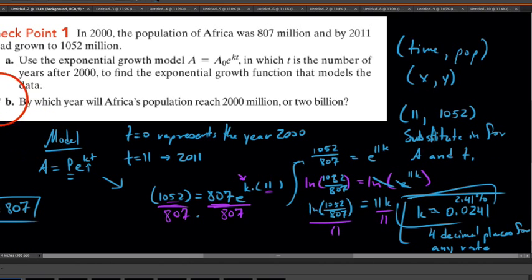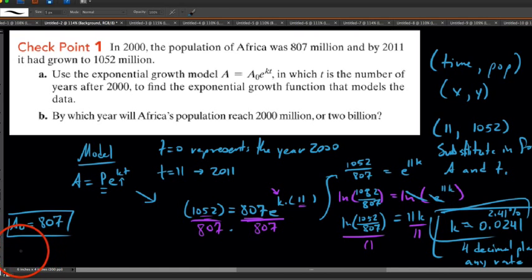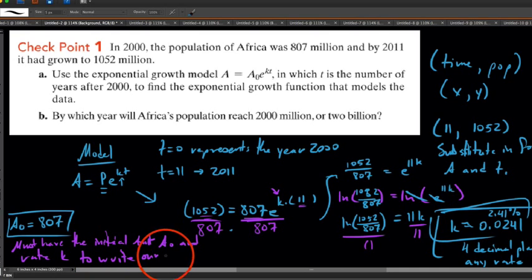And so what I can say is this: we can always write the model if we know 2 things, the initial value and the rate. So we must have the initial amount, we're going to refer to this in the book as A0, and rate, k, to write our model.